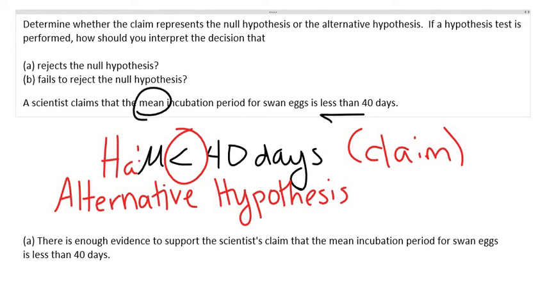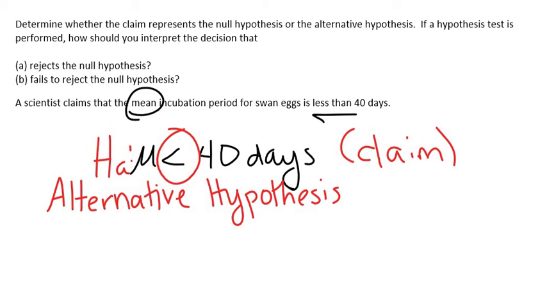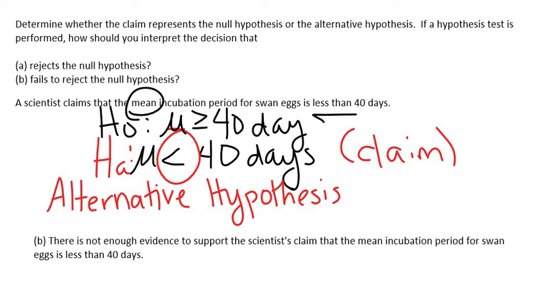Let's look at part B. What happens if we fail to reject the null hypothesis? If we fail to reject the null hypothesis, it's like we're saying the null hypothesis is true, and the null hypothesis is exactly the opposite of the scientist's claim. So how would we put this in words? In words, we would say that there is not enough evidence to support the scientist's claim that the mean incubation period for swan eggs is less than 40 days.